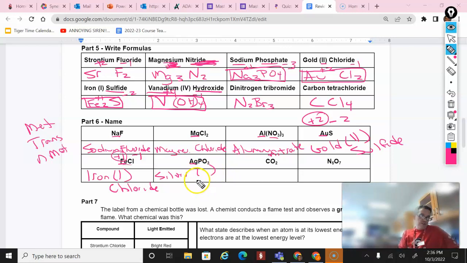Ag, silver. That is also a transition metal and needs some parentheses. PO3, I believe, is phosphate. Let me double check so I don't make any mistakes. Oh, it's phosphite. Again, if it ends in ITE or ATE, it's usually going to be on the back of this chart.